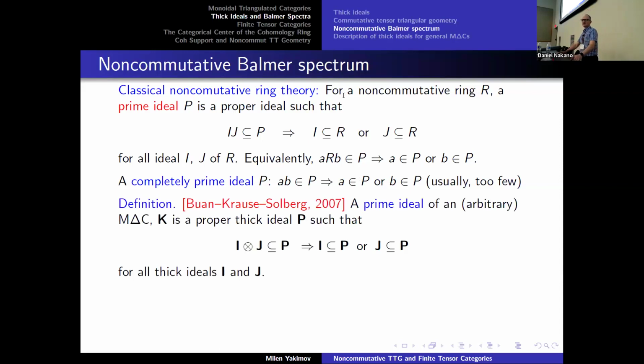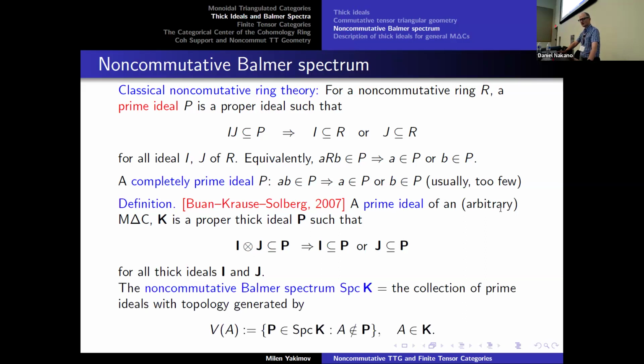And then this is something that Henning Krause told us. He thinks that the very first paper that appeared on the Balmer spectrum after Paul's paper was actually this paper that they wrote, a non-commutative generalization of the Balmer spectrum. So same thing, you just translate everything from ring theory to categories. A prime ideal is an ideal that behaves like that with respect to products of ideals. And then the non-commutative Balmer spectrum of K is the collection of prime ideals, again with the same kind of topology as in the original work of Paul.